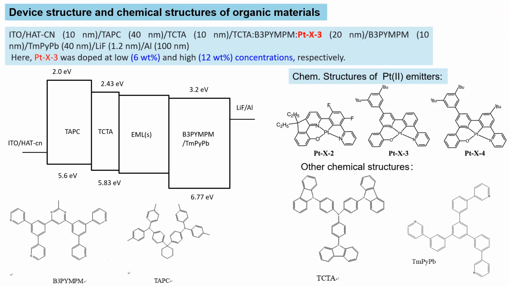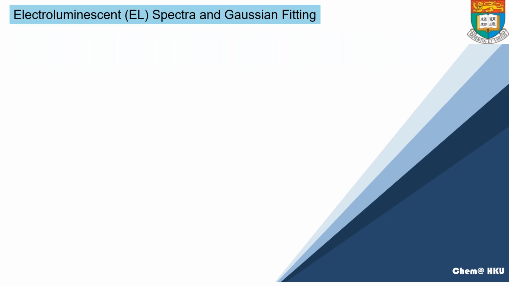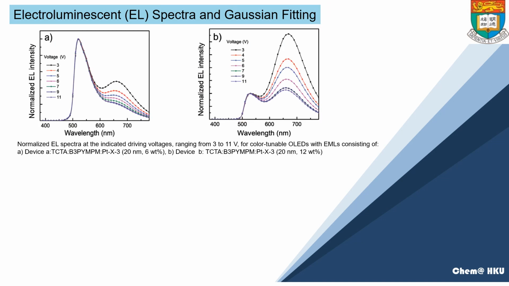Based on the hypothesis, we fabricated a color-tunable OLED, and the device structure and chemical structure of organic materials are shown below. Here we fabricate 2 devices. One is doped with low doping concentration. The other is doped with a higher concentration of 12%. The EL spectra of these 2 devices are shown below. We find that device B with a higher doping concentration has wider color tuning range.